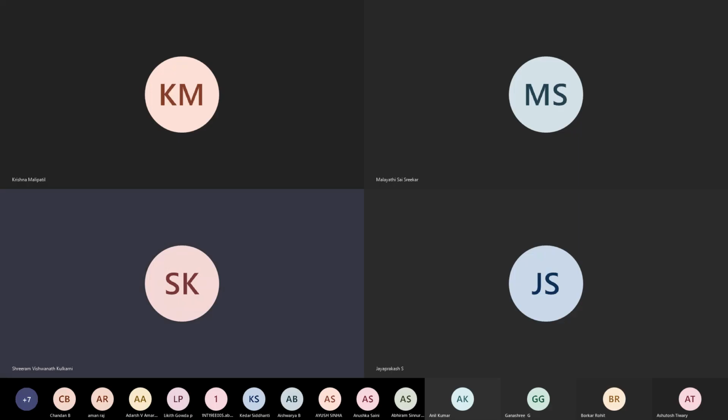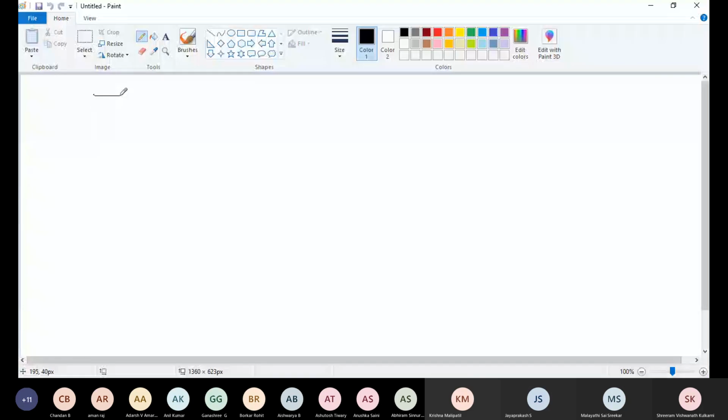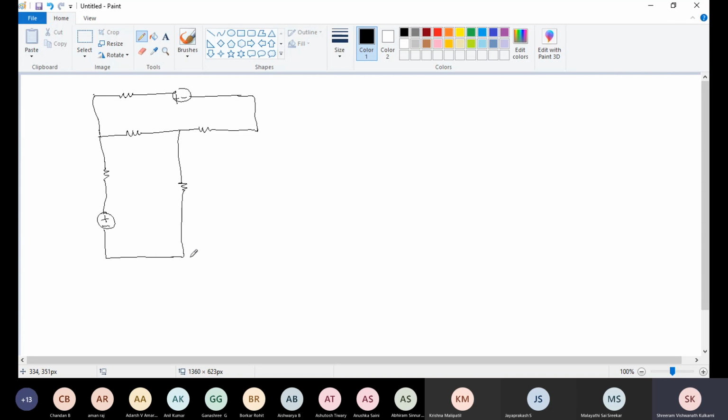Okay, this is a network. Notice then. Okay, 3 voltage sources.